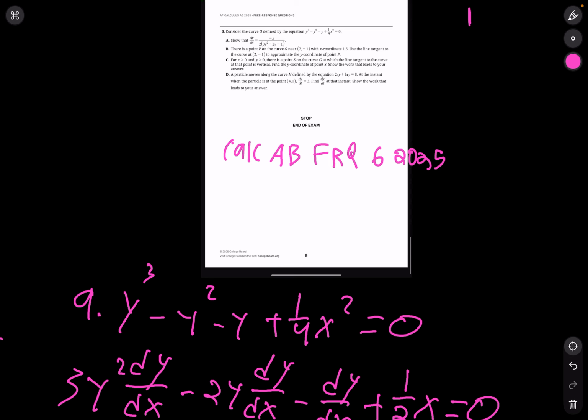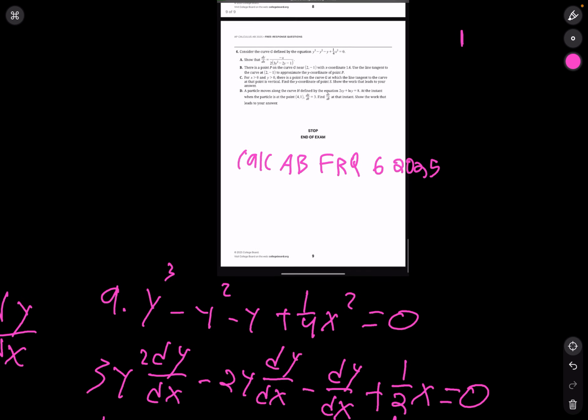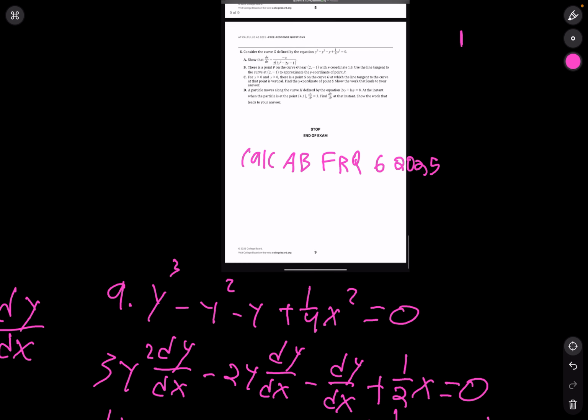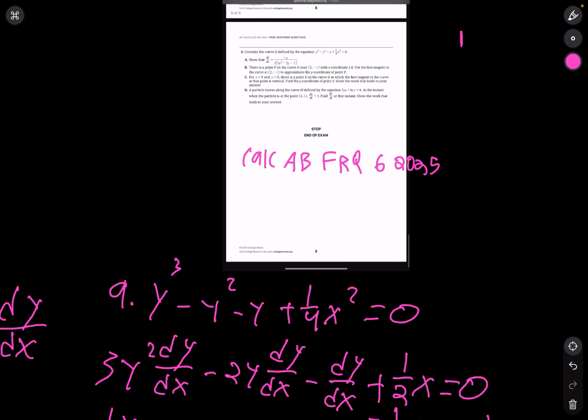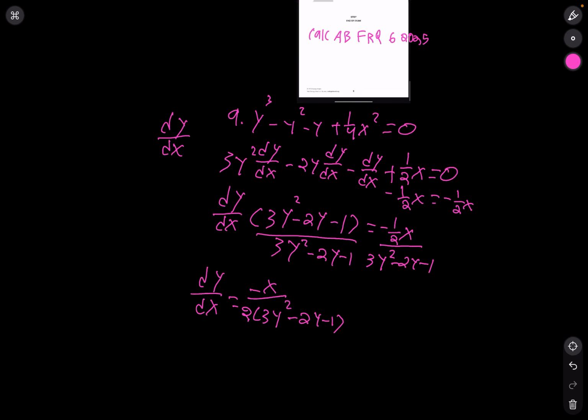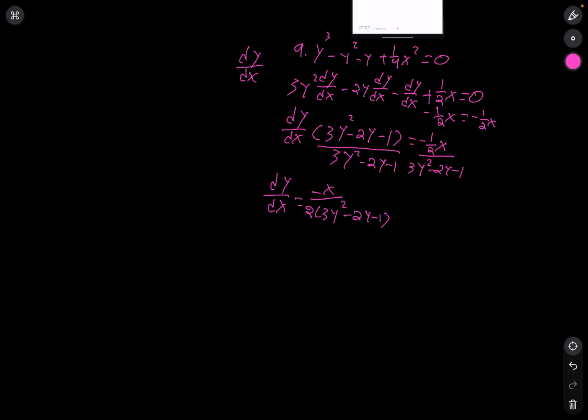I'm sorry for the zooming in. So question B. There's a point P on the curve G near (2, negative 1) with x coordinate 1.6. Use the line tangent to the curve at (2, negative 1) to approximate the y coordinate of point P. So we're given curve G, which is near (2, negative 1) with the x coordinate of 1.6, and we're trying to find the line tangent to the curve at (2, negative 1).